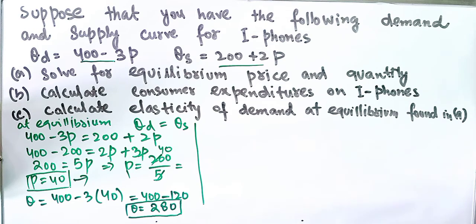Okay, I hope I am making myself clear. This was the first part. That means our equilibrium price was 40 and equilibrium quantity was 280.